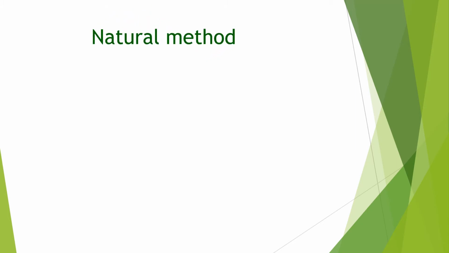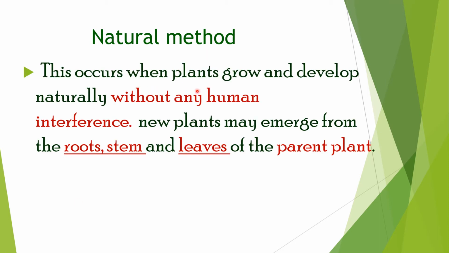In vegetative propagation there are two types, the natural method and the artificial method. This is the natural method. This occurs when plants grow and develop naturally without any human interference. New plants may emerge from the roots, stem and leaves of the parent plant.